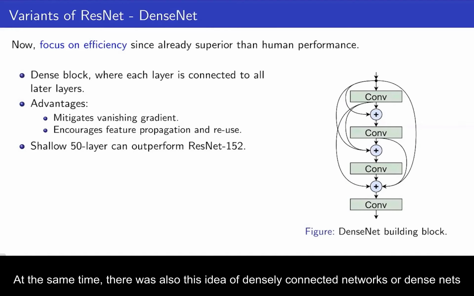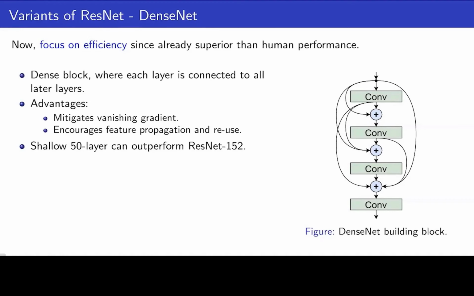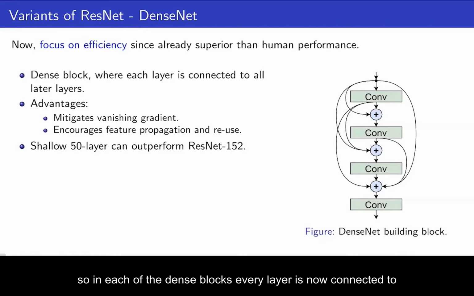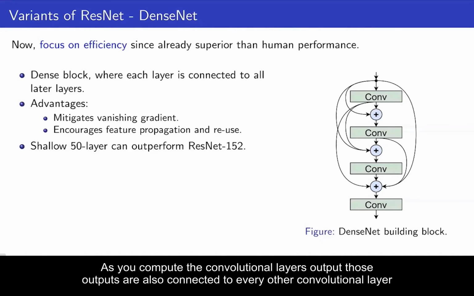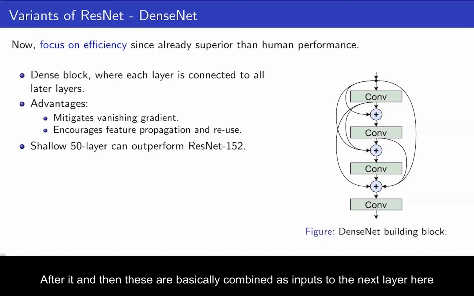Okay, around the same time, there was also this idea of densely connected networks, or DenseNets. So in each of the dense blocks, every layer is now connected to every other layer in the following network. So the input to this block is also the input to every other convolutional layer in the following block. As you compute the convolutional layer's output, those outputs are also connected to every other convolutional layer after it. And then these are basically combined as inputs to the next layer here.